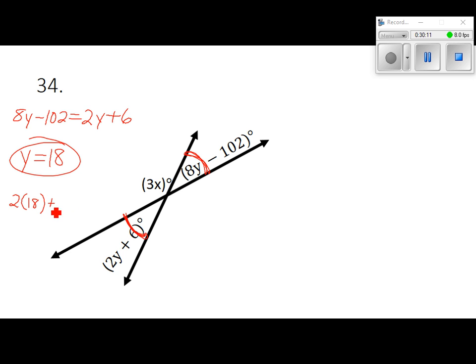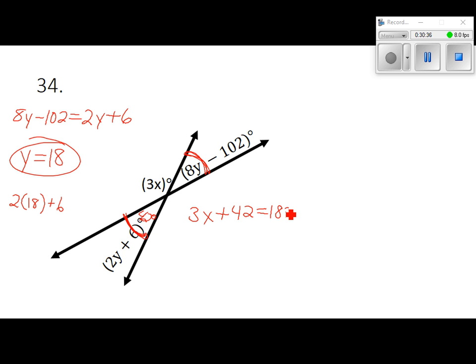42. So this angle's 42 degrees. Well, how's that gonna help us? The other one has to equal 180. These two should add up to be how much? 180. So what equation can I set up? 3x plus 42 equals 180. Set up that equation and solve it.